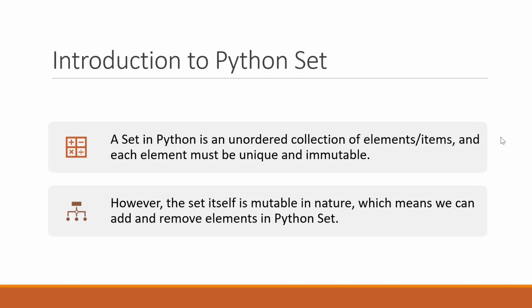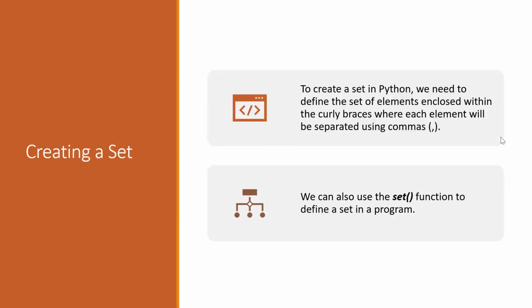Now, additionally, Python sets can help in implementing the mathematical set operations such as union, intersection, difference, and even symmetric difference. Now, let's get started and understand how we can create a set in Python. To create a set in Python, we just need to define the set of elements enclosed within curly braces where each element is separated using a comma. However, we can also use the set function, or we can say the constructor, to define sets in Python.